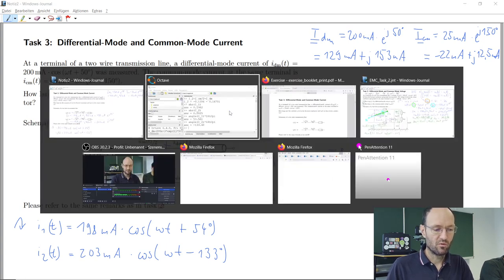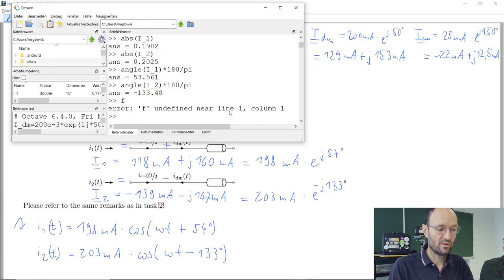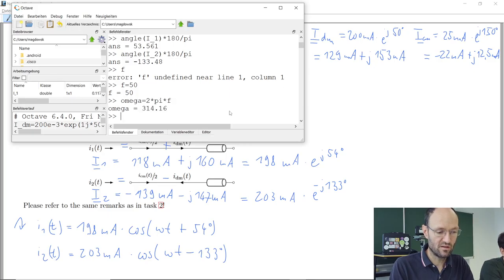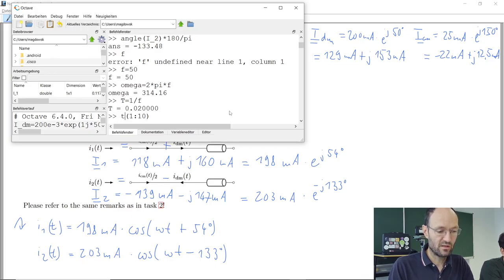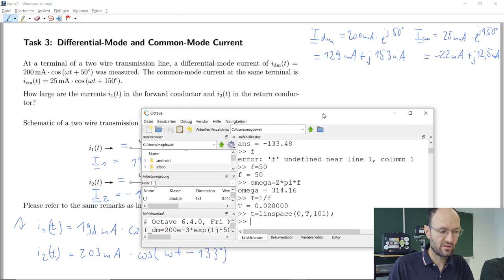And so what we could do, as before, we still have our frequency there. We haven't, because I restarted Octave. So we have 50 for the frequency, or this is what we assumed last time. Then we can say omega is 2 times pi times f. We can also say our periodic time is 1 over f. We can once again define some time domain space and do the calculation as we did before.